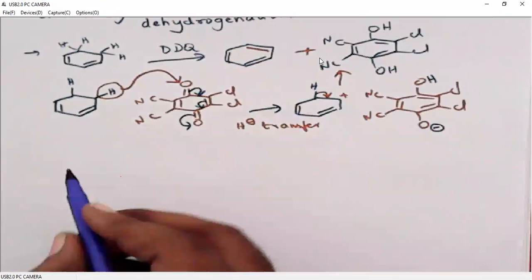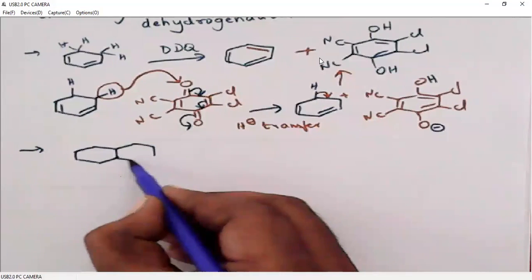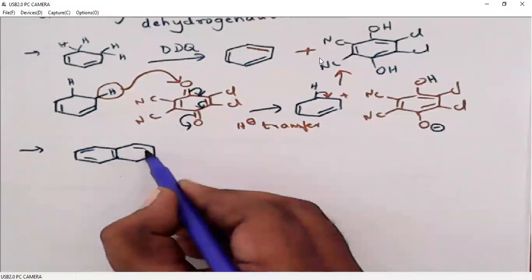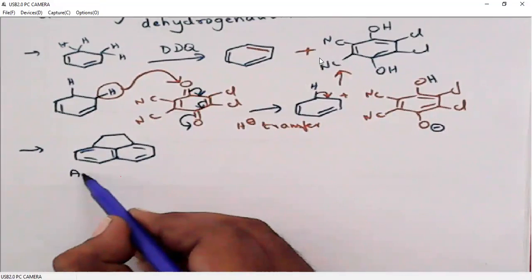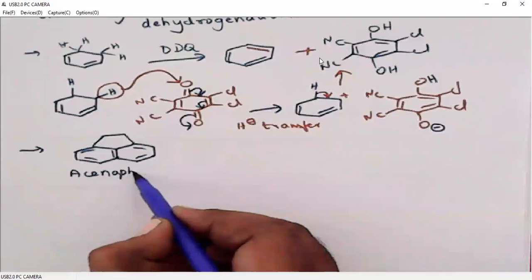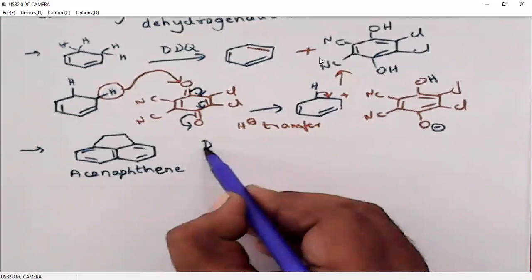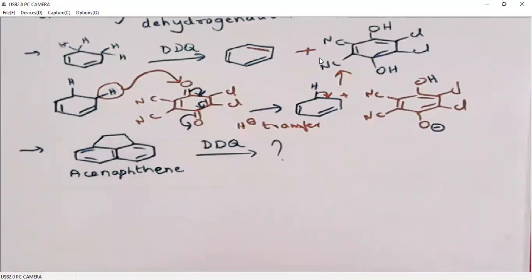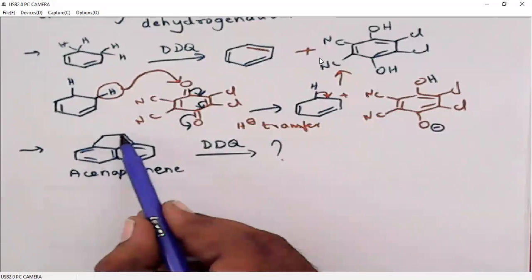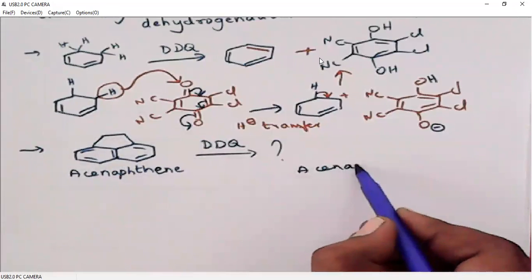I'll give some more examples for this. You practice them. This is called acenaphthene. When we treat this acenaphthene with DDQ, DDQ will take two protons from these two carbons, so a double bond generates here. So the compound name is acenaphthylene.